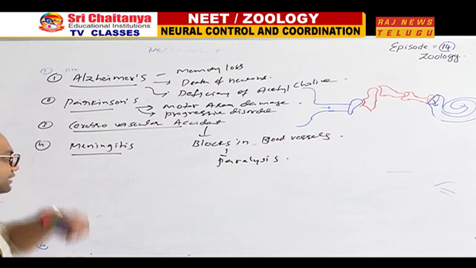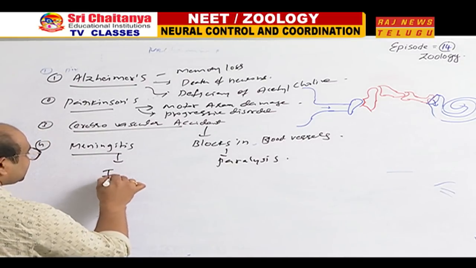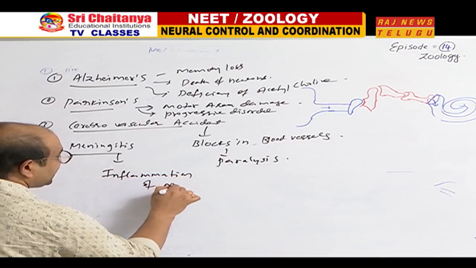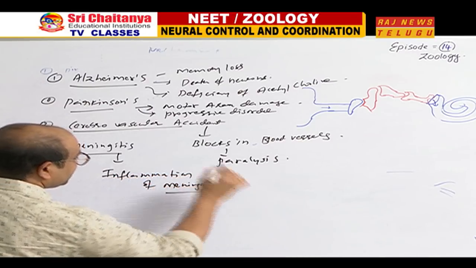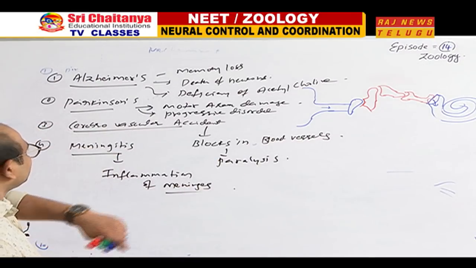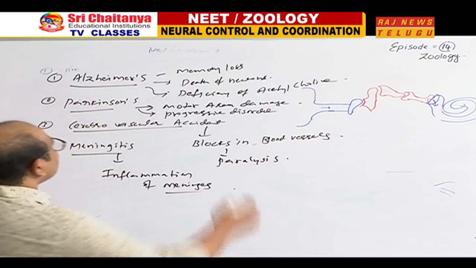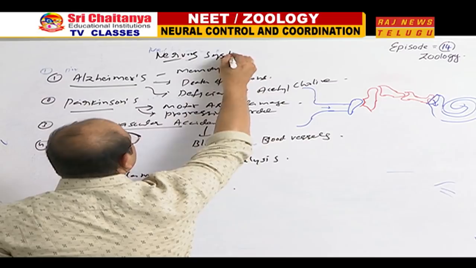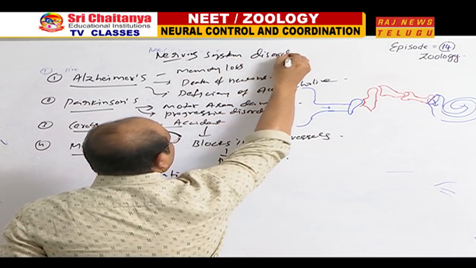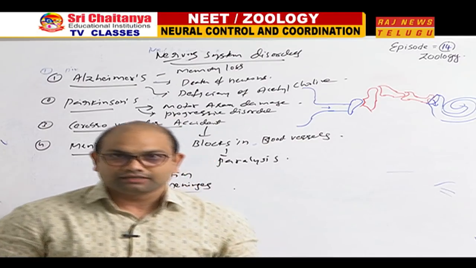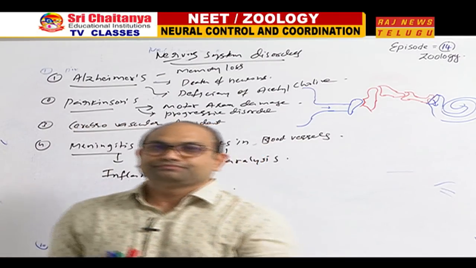Next one is meningitis. Meningitis is nothing but inflammation of the meninges. Meninges are the protective layers of the brain and spinal cord. So, these are some disorders related to the nervous system. Before concluding the topic, let me summarize the ear topic briefly.